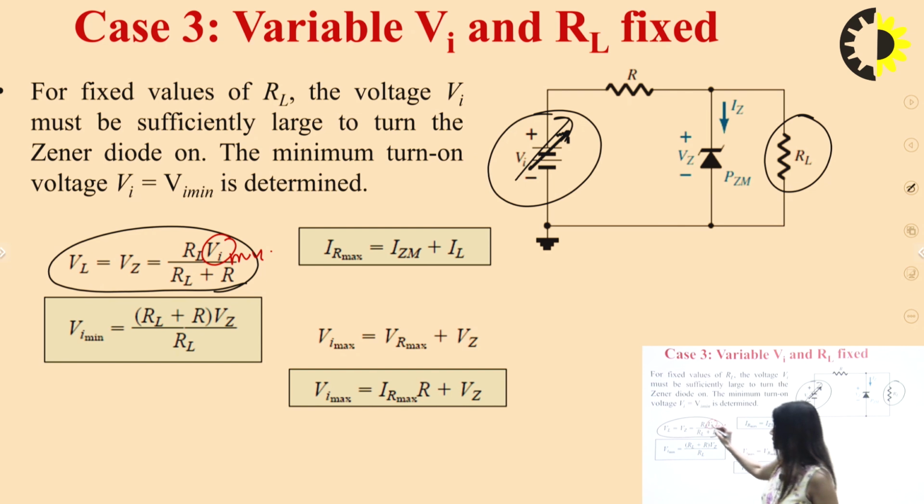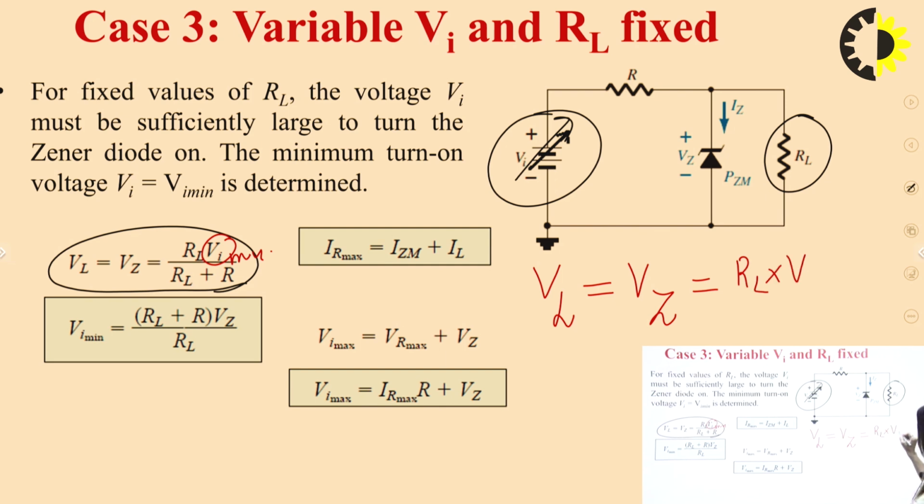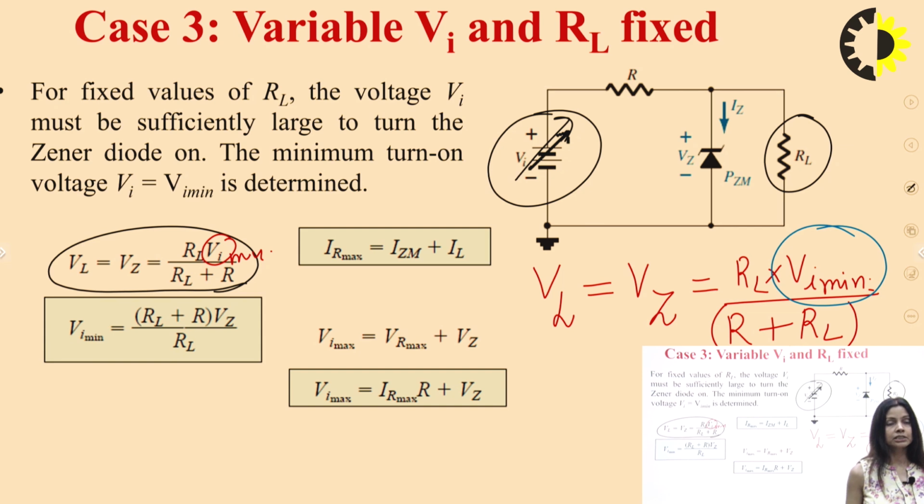So, you will put VL is equal to Vz, and that would be whatever it is given. You will just write, instead of Vi, Vi minimum, R plus RL, and you will calculate for Vi minimum in the first step. Once this Vi minimum is calculated, now in the second step, you will just make the circuit again and then analyze it.